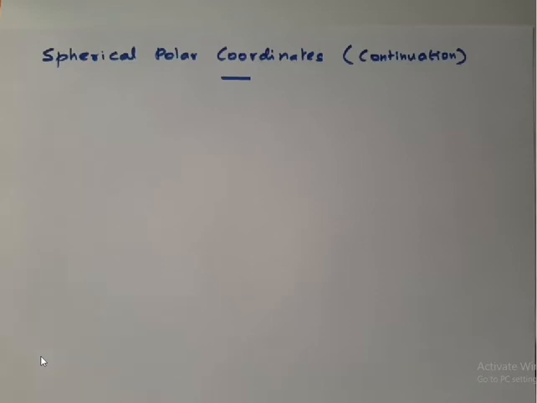In the last lecture, I discussed what is meant by spherical polar coordinates, and the relationship between Cartesian coordinates and spherical polar coordinates, and we also derived some of the formulas. What I am going to do in this lecture is show you some simple problems, that is, how to convert a point given in Cartesian coordinates into the corresponding spherical polar coordinates. Let's get started.